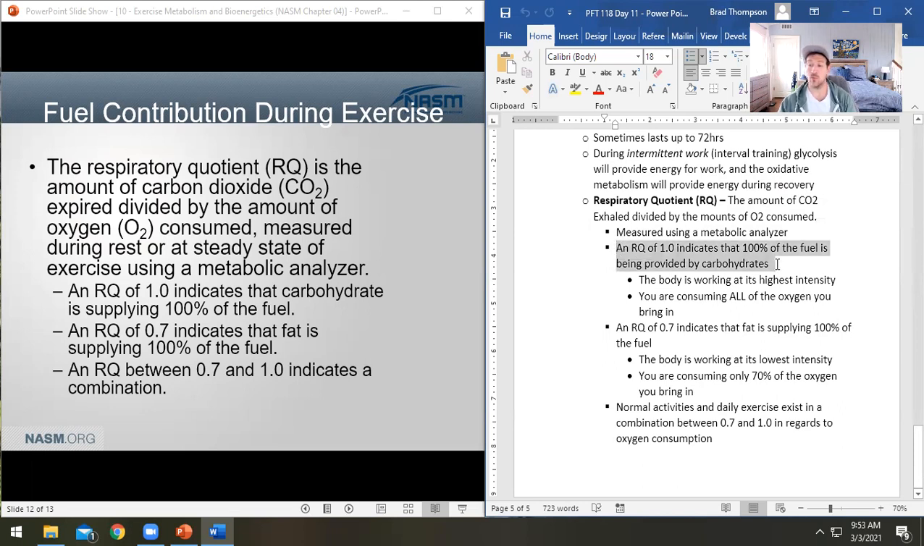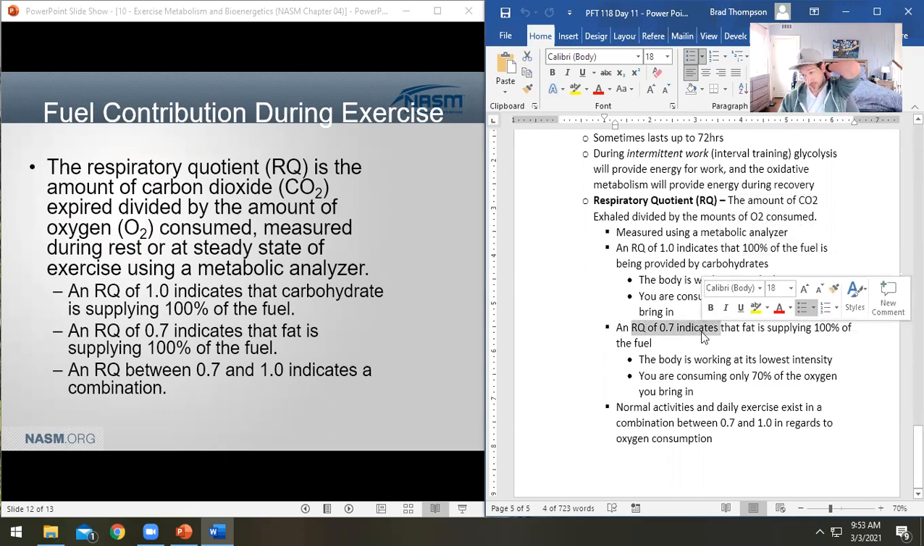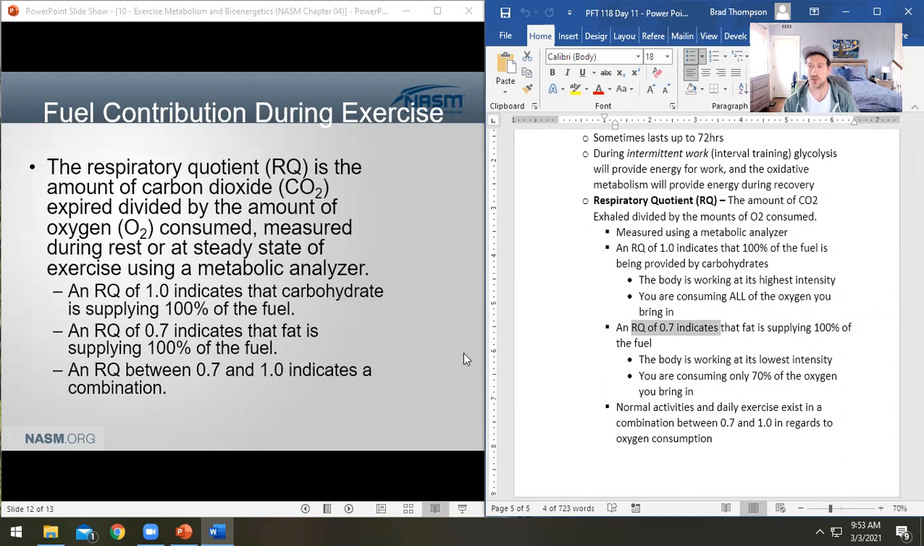But an RQ of 1.0 means that 100% of your fuel is being supplied by carbohydrates. And an RQ of 0.7 means 100% of your fuel is coming from fat, right? So we're always in a blend, guys, between 0.7 and 1.0. That's where we sit at an RQ.